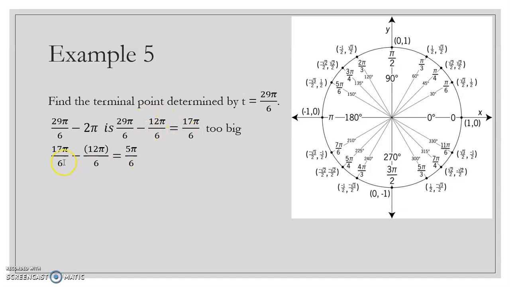So I had to subtract again, and you just keep subtracting 2 pi. Again, remember, 2 pi is equal to 12 pi over 6. So I did 17 pi over 6 minus 12 pi over 6 is 5 pi over 6. This is actually on my unit circle right here. So my terminal point is this one right here. Okay, so the final answer is negative square root 3 over 2, comma 1/2. That is the final answer.